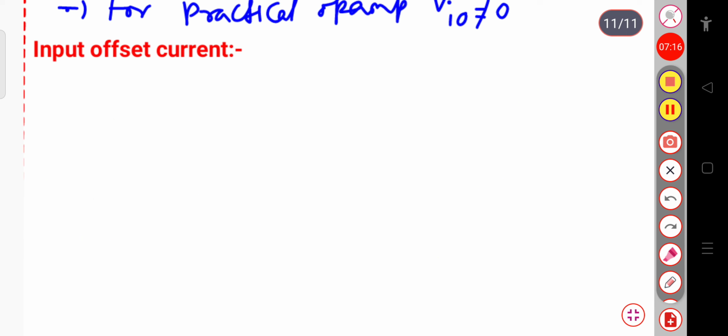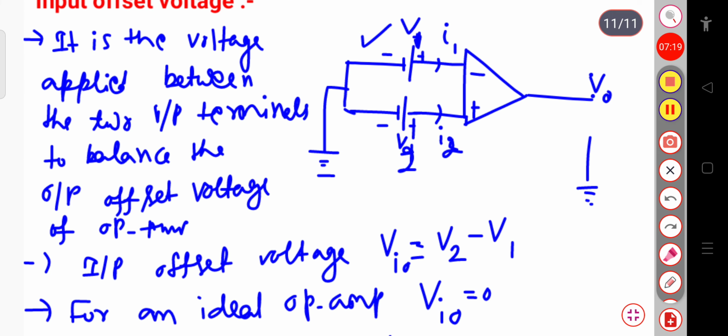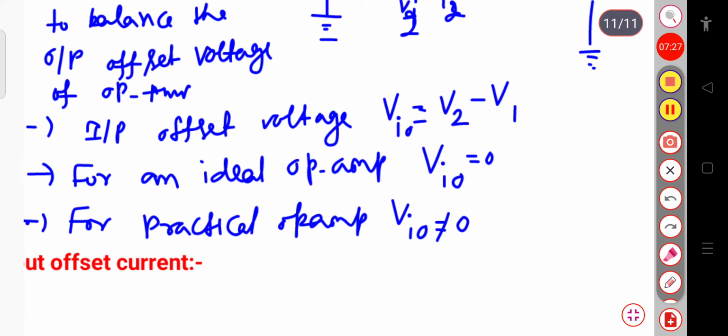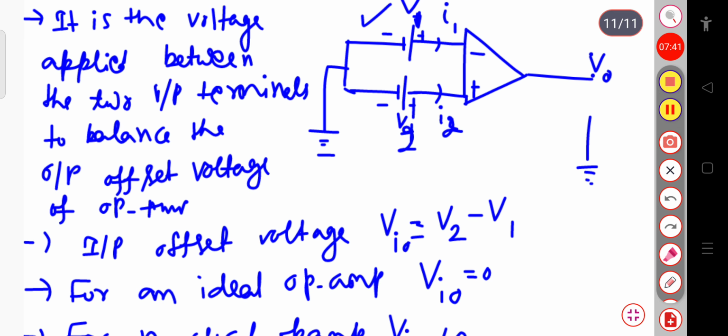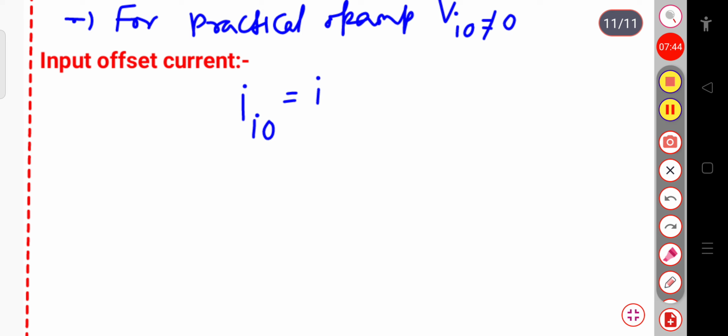Now let us see what the input offset current is. Across the inverting terminal the current is I1, and across the non-inverting terminal the current flowing through the op amp is I2. So the input offset current, I input offset IO, is equal to I2 minus I1. This is the difference in the current, and this is the case when VO, the output voltage, is equal to 0.